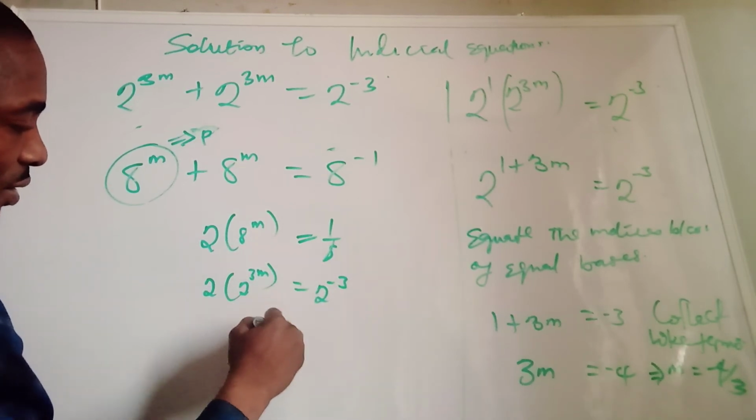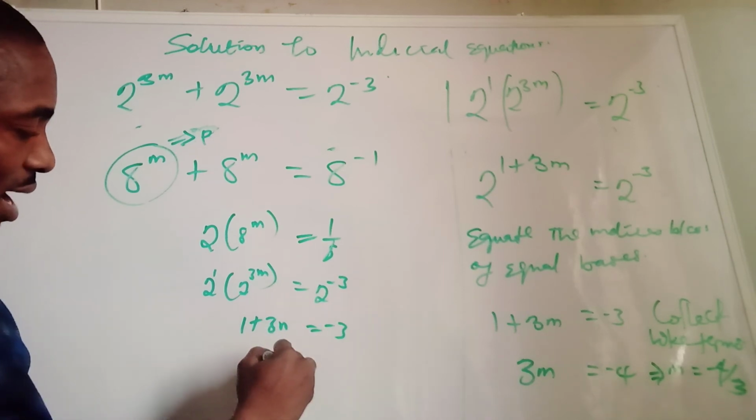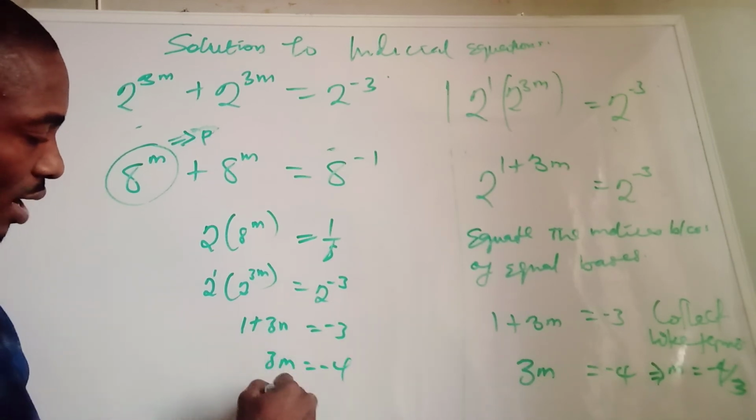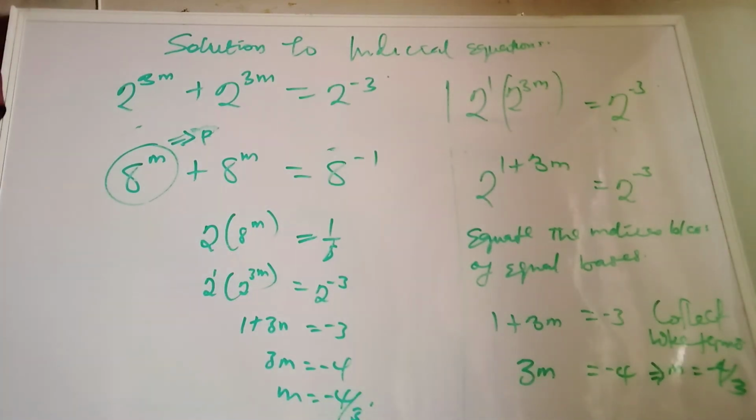Now we have 1 plus 3m is equal to minus 3. 3m is equal to minus 4. m is equal to what? Minus 4 over 3. The same way, but different starting.